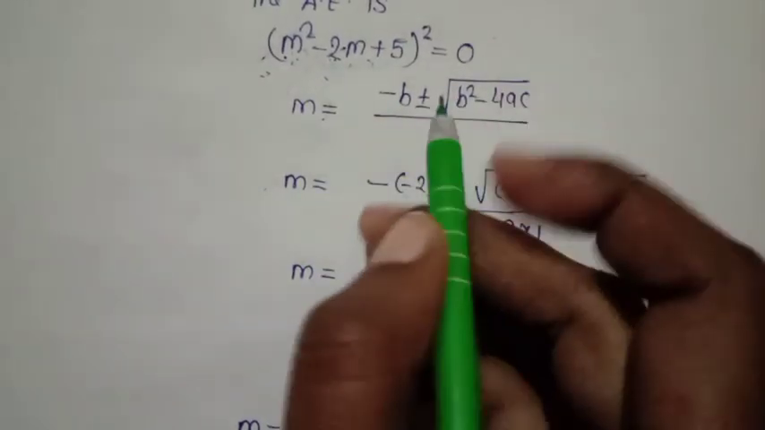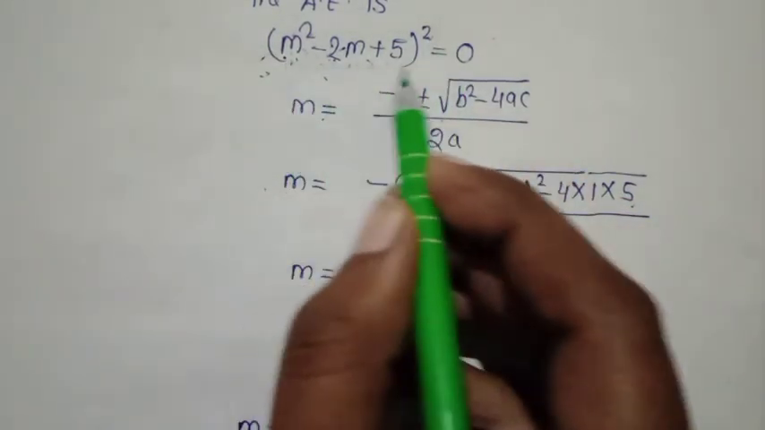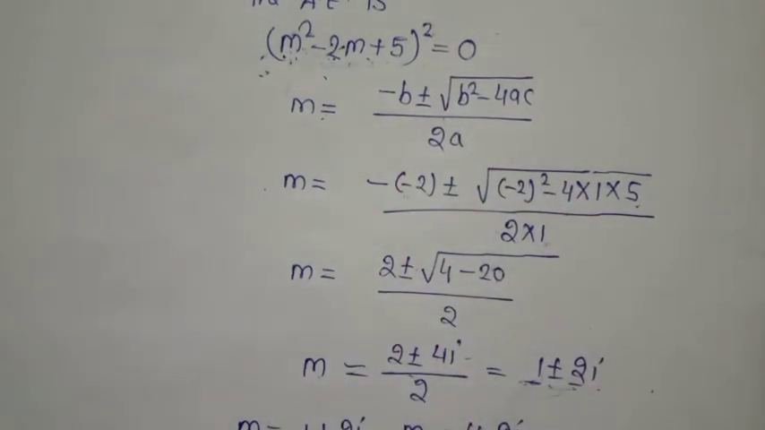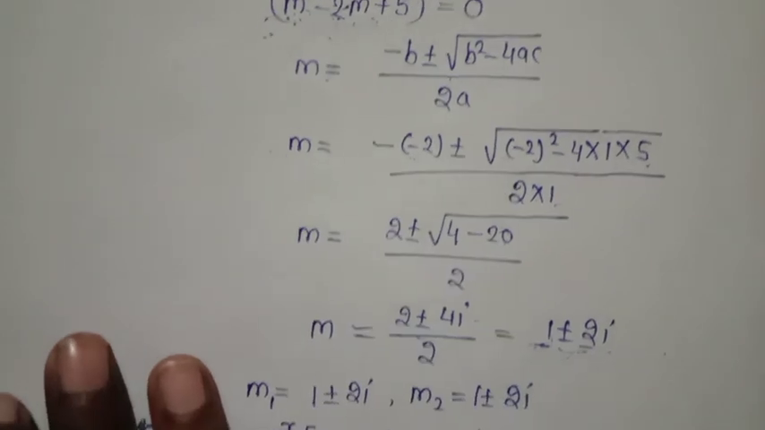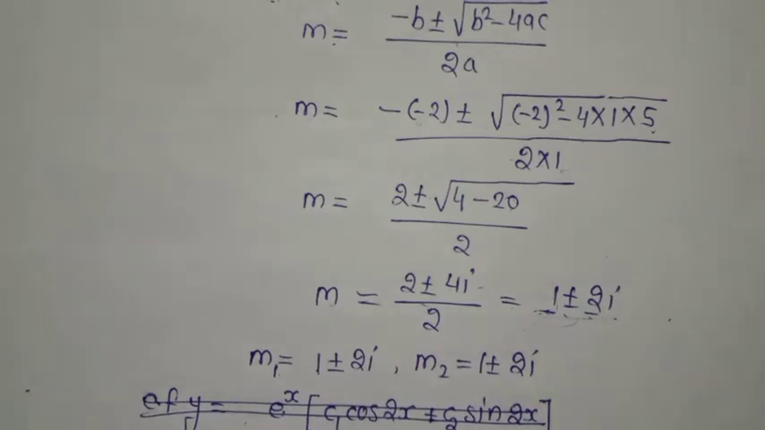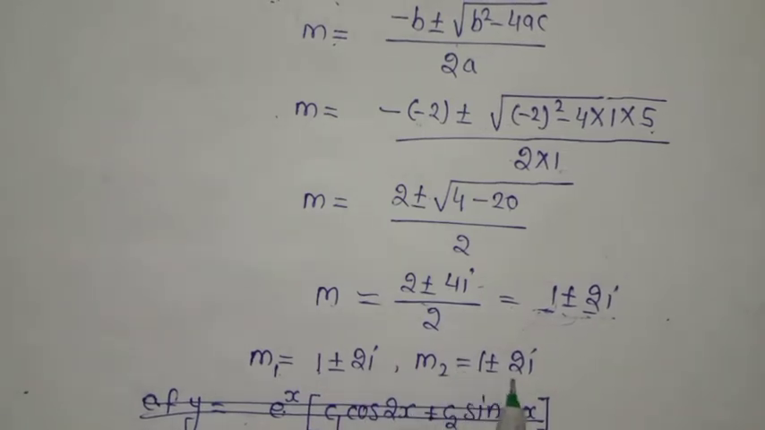Since you can see that there are 2 power on the whole polynomial, so we will get the same complex root 2 times. So here we are getting the repeated complex roots and both are equal. So our m1 is 1 plus minus 2i. And m2 is also 1 plus minus 2i.